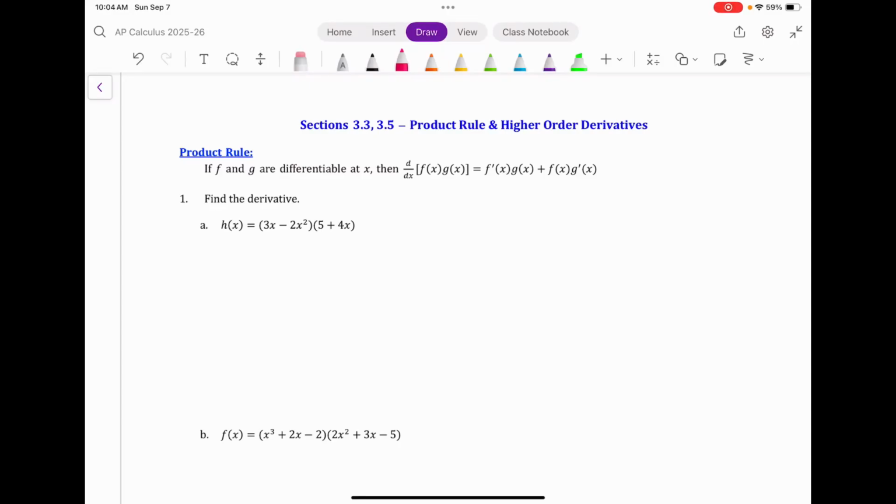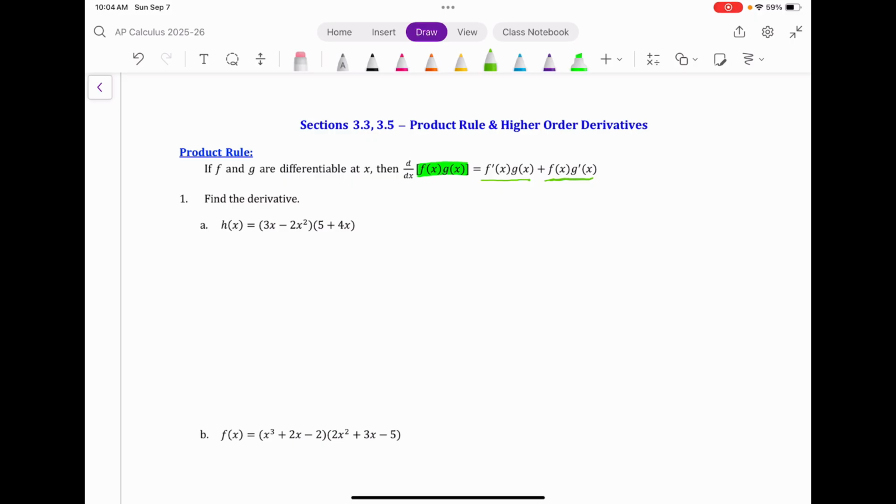All right, today we're going to talk about a different differentiation rule. It's called the product rule. It applies if you're taking the derivative with respect to x of two functions being multiplied together. What it says is you take the derivative of the first function times the second function, and then add on the first function times the derivative of the second function.